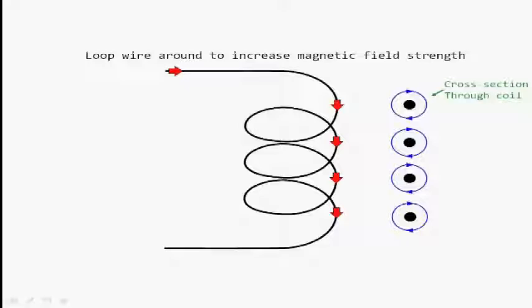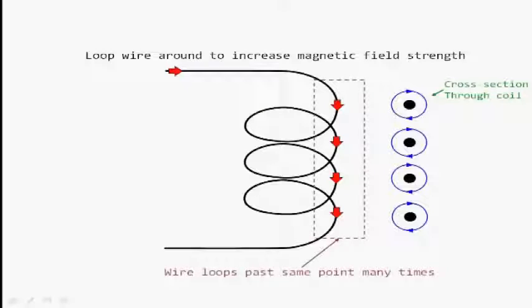We can use this principle of multiple wires to greatly increase the strength of an electromagnet. By looping a wire into a coil, the same current carrying conductor passes the same point repeatedly. The magnetic field from each wire effectively adds together and makes for a very strong magnet.